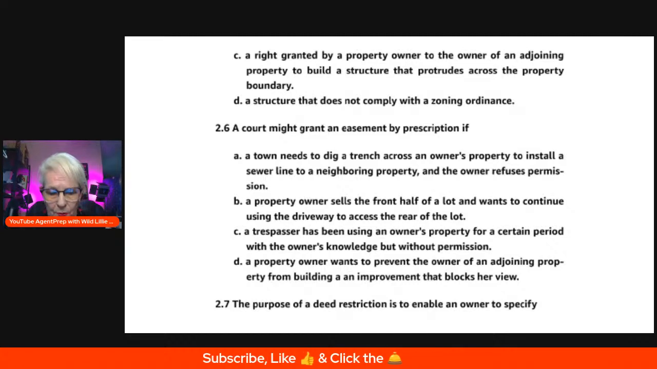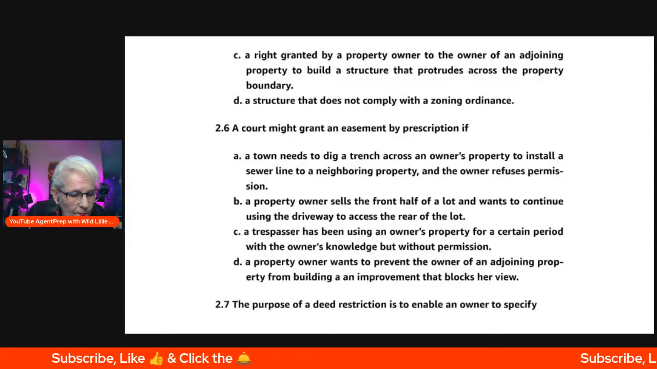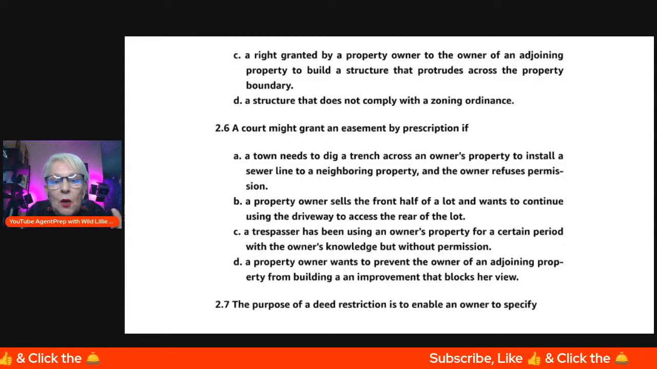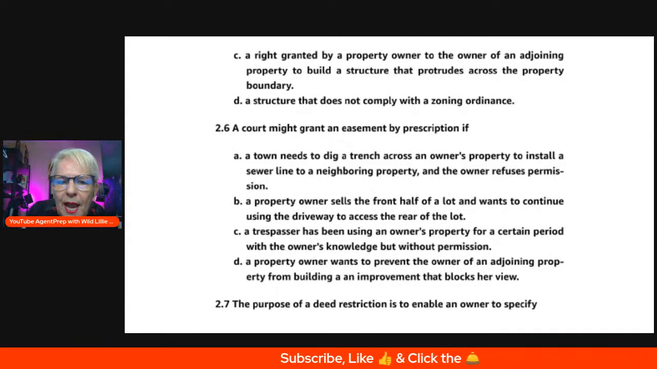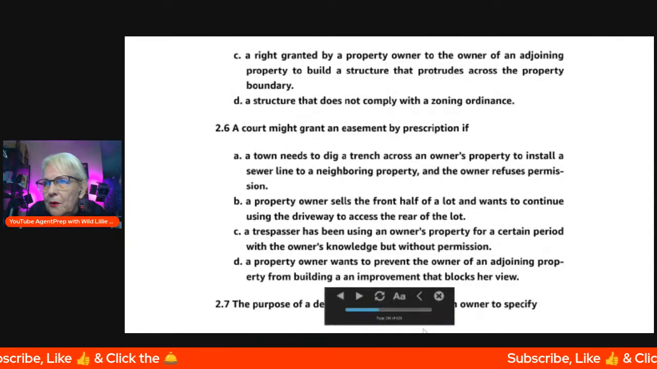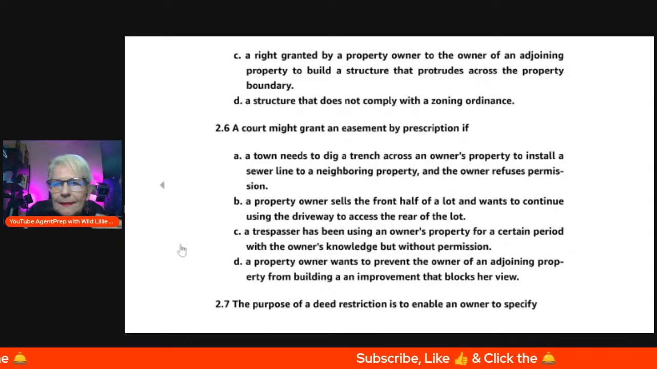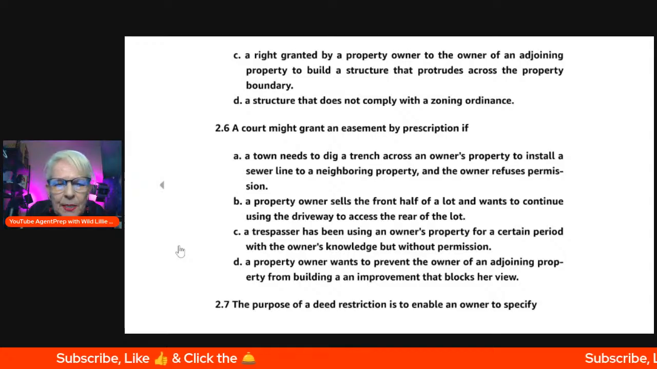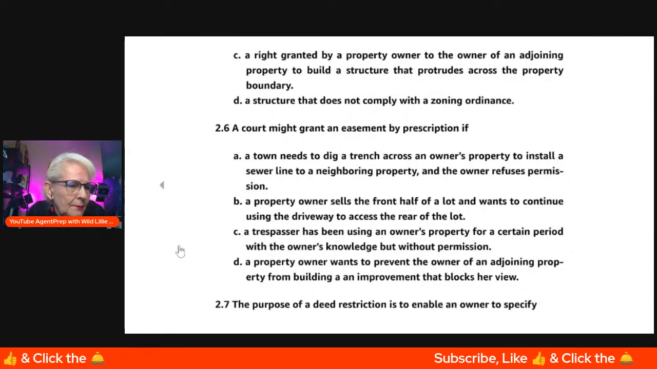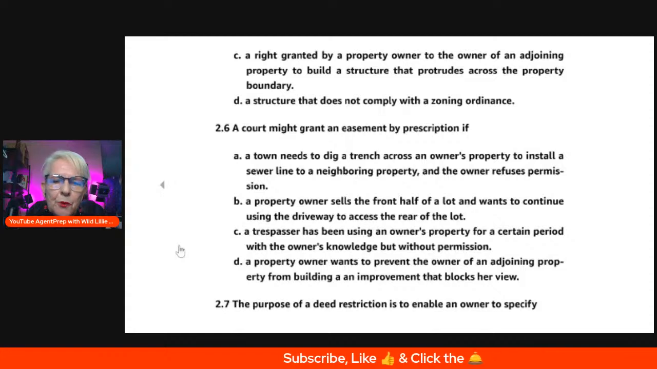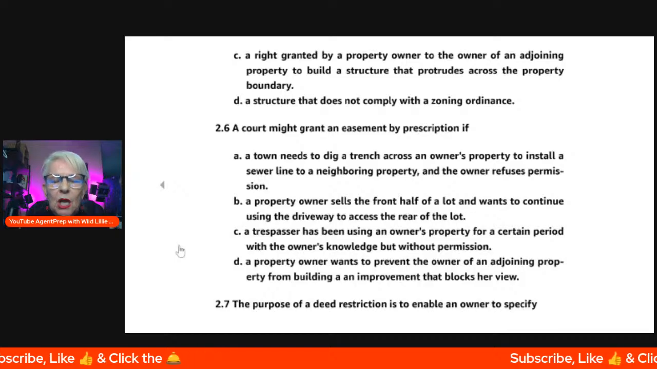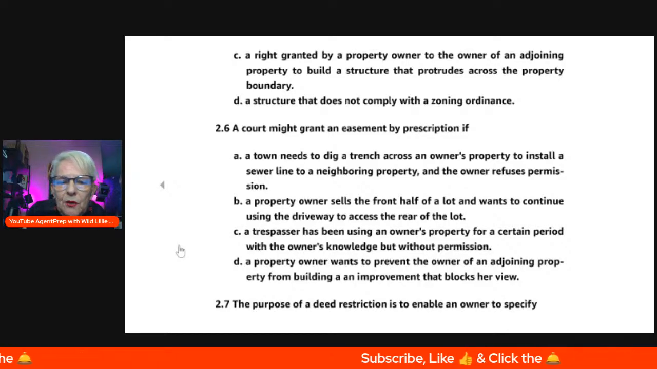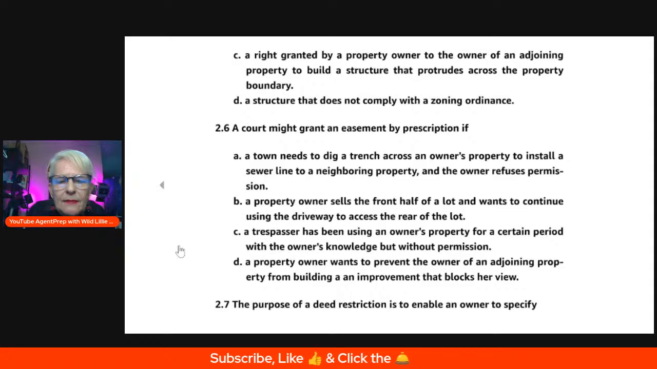For number 6. So a court might grant an easement by prescription if, okay, remember the prior question had to do with a need. So the answer here is C. A trespasser has been using an owner's property for a certain period of time with the owner's knowledge, but without permission. So the court might be doing that because that trespasser has the need to use it.